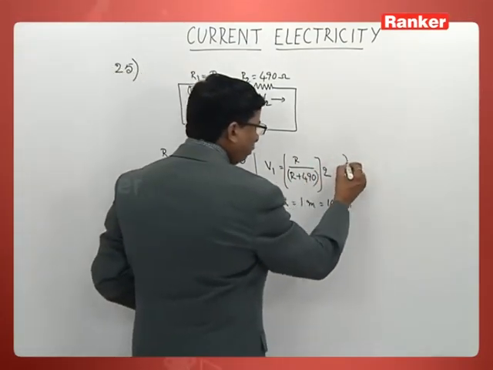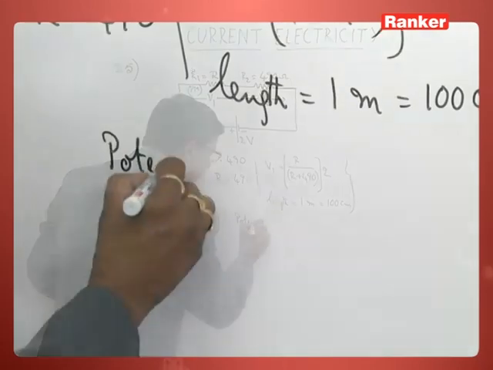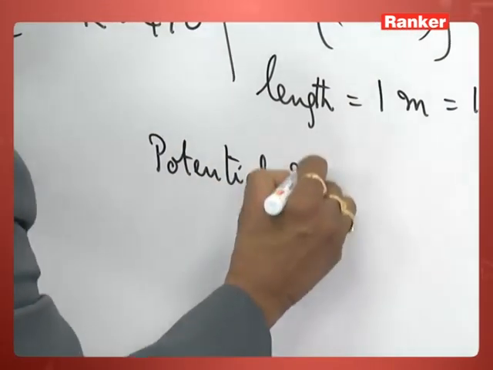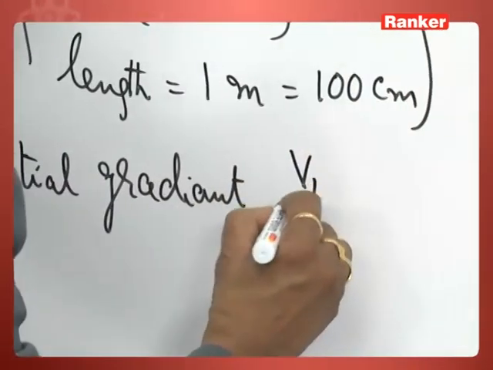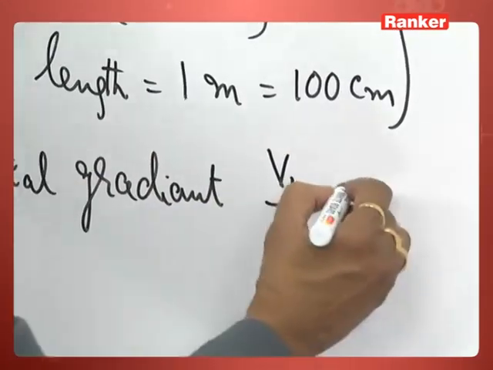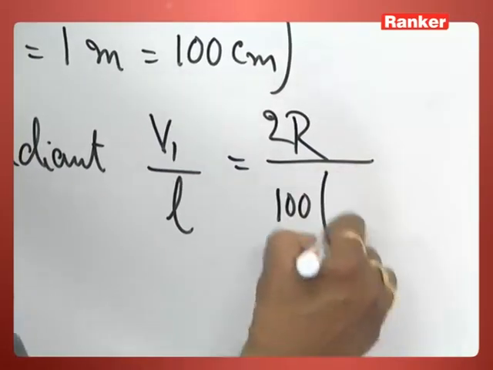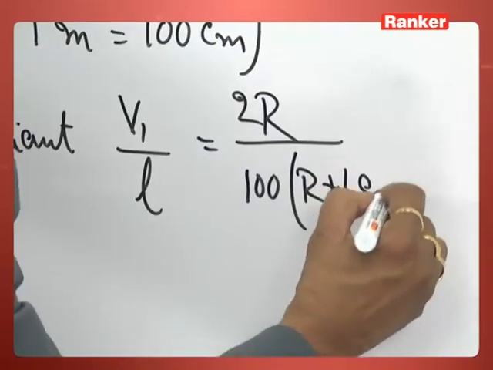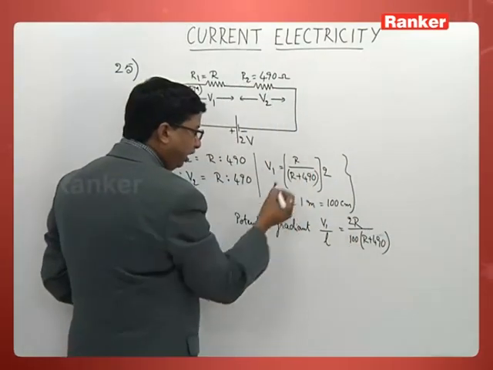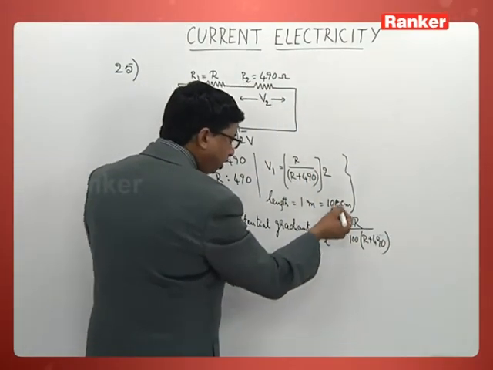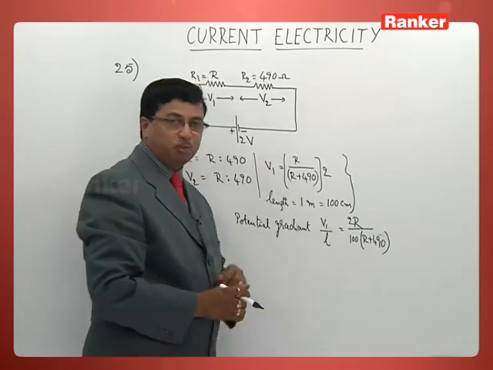Taking these two into account, what will be the potential gradient? You calculate first. It is V1 by L. What will be this value? 2R by 100 into R plus 490. Look at this point carefully now. 2R by R plus 490 by 100, that means into 100. This is the calculated value.